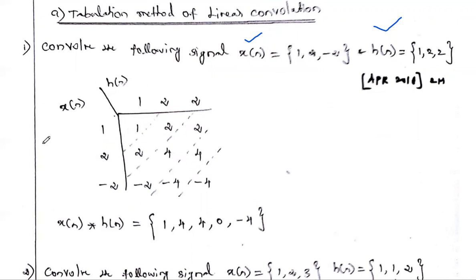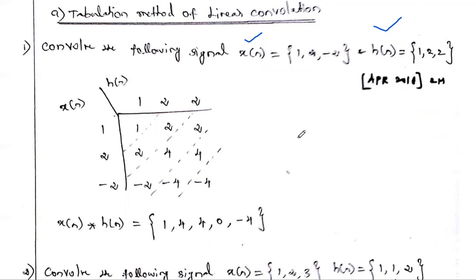1, 2, minus 2. So you just write 1, 2, minus 2. Similarly, along the column-wise, we have to write h of n. What is the value of h of n? 1 comma 2 comma 2. Okay, so here you just write h of n. Here you may write x of n also. We will get the same result only.